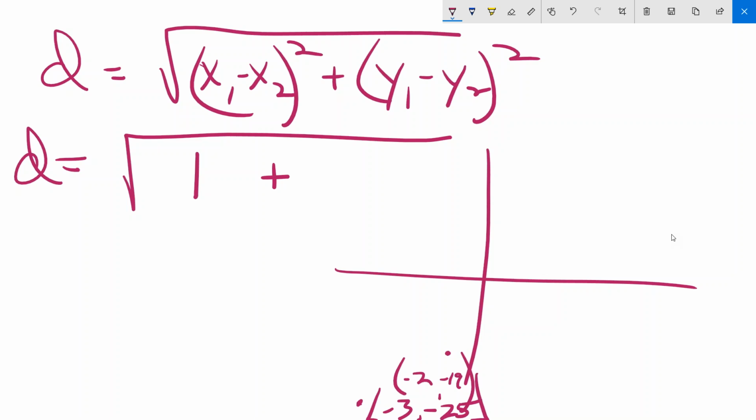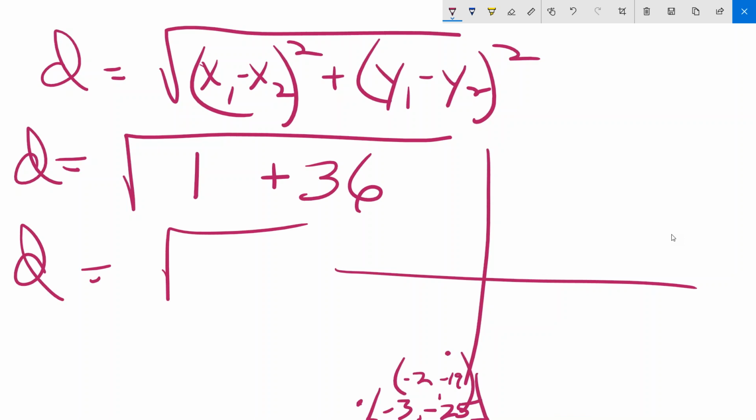So it'd be 8, no, which is 60. What? It's 25 minus 19. Oh, I thought that was a 17. 6, okay, which is 36. Okay, what's my answer? Root 37. That's it, fully simplified.